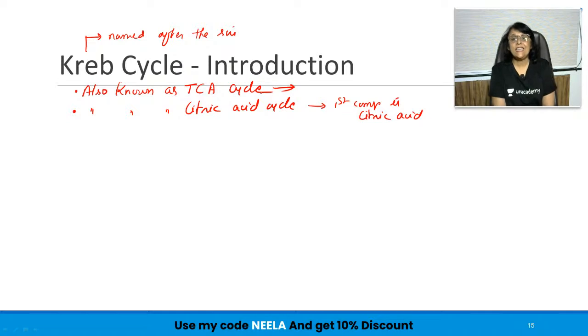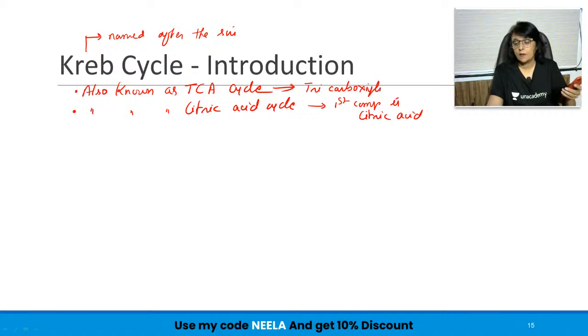Then what is this TCA cycle? Can anybody tell me what is TCA cycle? Why are we calling Kreb cycle as TCA? How many of you have studied Kreb cycle before? Jainam says tricarboxylic acid cycle, which is perfect and correct full form. But what exactly is meant by this? Tricarboxylic acid cycle.